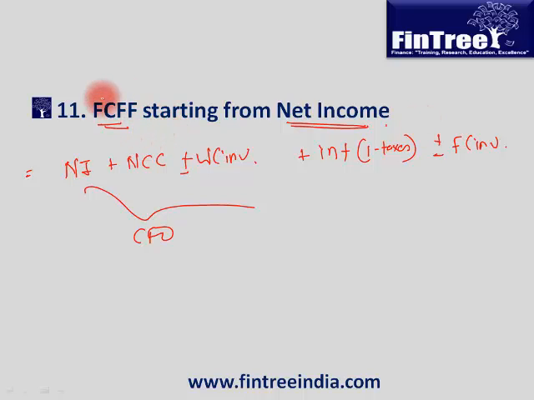Next one, so I'm repeating it one more time. FCFF starting from net income is net income plus non-cash charges plus or minus working capital investment. This gives us CFO. Then plus interest net of taxes and plus or minus fixed capital investment.